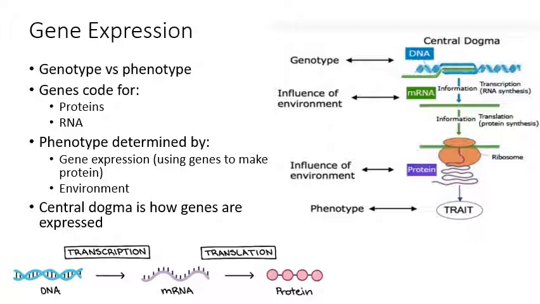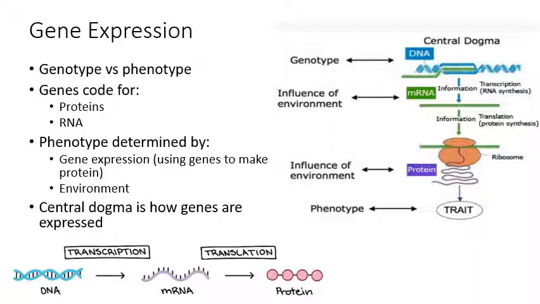Every gene codes for something, some molecule. Almost all of your genes code for proteins, which means they have the instructions needed to build the proteins, but some of them code for RNA instead. Different types of RNA, like rRNA or tRNA.